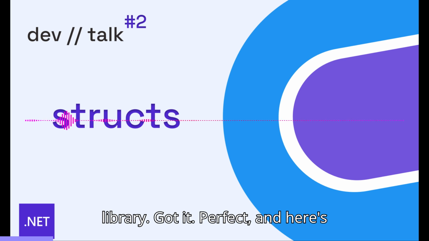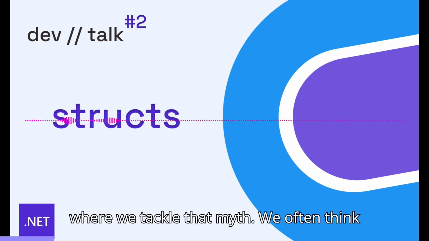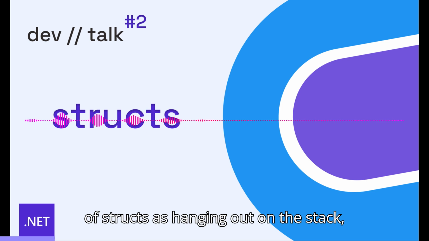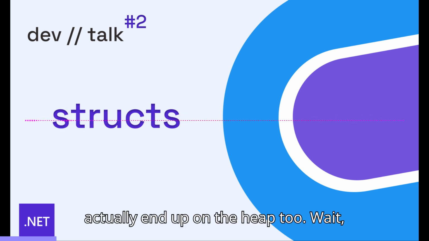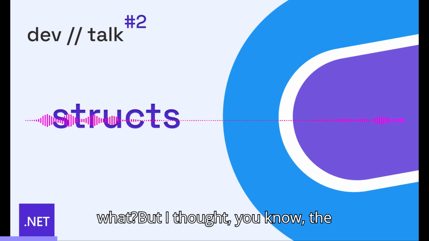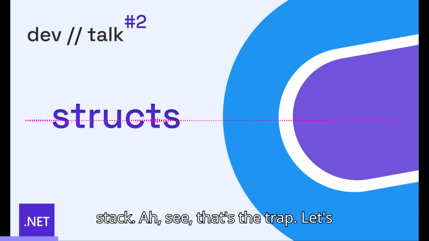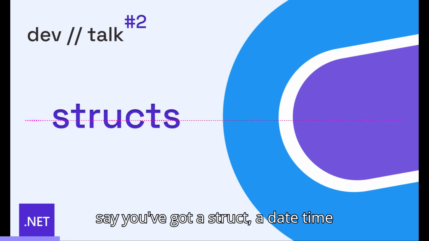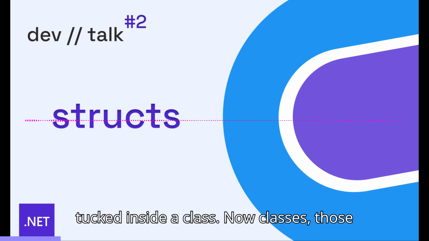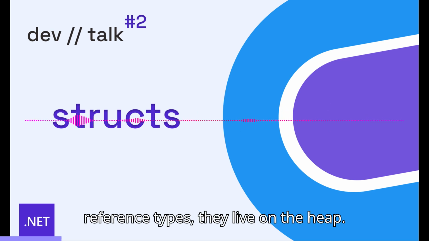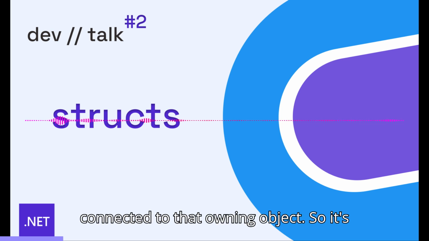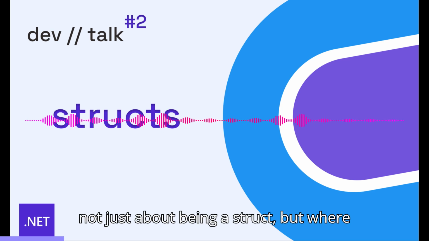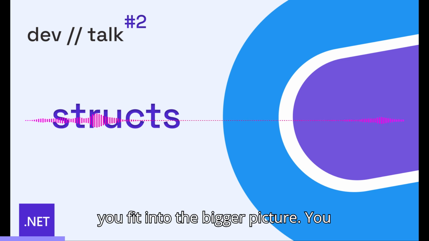Got it. Perfect. And here's where we tackle that myth. We often think of structs as hanging out on the stack, and usually that's true, but they can actually end up on the heap too. Wait, what? But I thought, the internet says structs always live on the stack. See, that's the trap. Let's say you've got a struct, a DateTime, tucked inside a class. Now classes, those reference types, they live on the heap. So any struct hanging out in there goes on the heap too. Its lifetime's connected to that owning object. So it's not just about being a struct, but where you fit into the bigger picture.